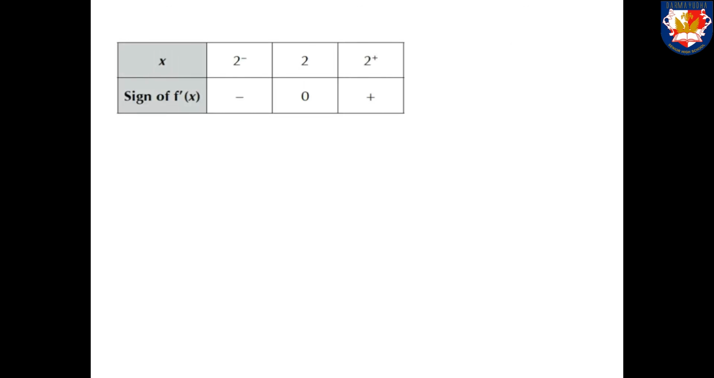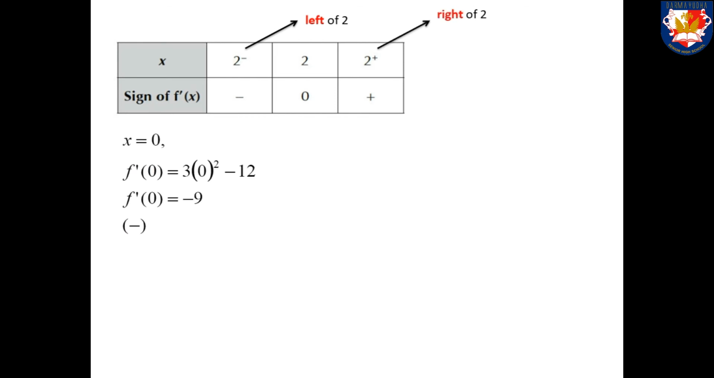This is the table showing the sign changes of f'(x) around x equals 2. So we need to test x on the left of 2 and the right of 2. Take any value on the left of 2, let's say x equals 0, so f'(0) equals minus 9, so the sign is negative. And take any value on the right of 2, so I take x equals 3, so f'(3) equals 15, which is positive.